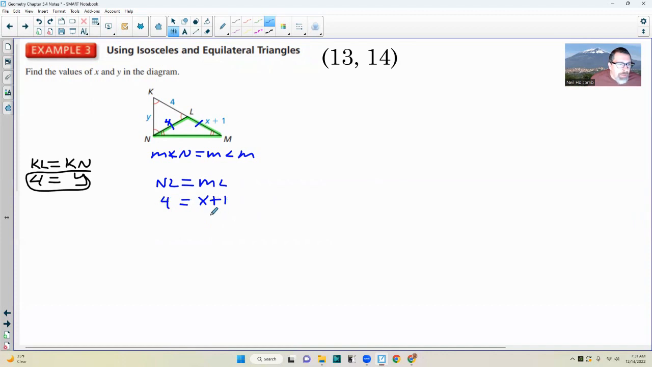Now I know NL is 4, and there is my equation. 4 equals x plus 1. Now I just need to subtract 1 from both sides, and I find x. So x is 3 and y is 4. We found x and y. All right, so that's how you have to take problems apart, looking at diagrams and seeing what you're given. Sometimes it's muddled, but you have to sift through and find the facts. So now you should be able to do numbers 13 and 14 on the problem set.